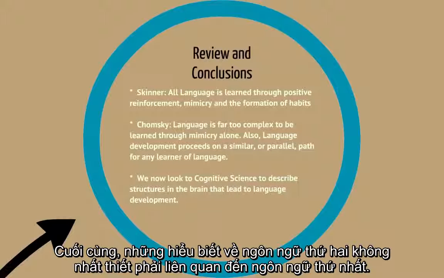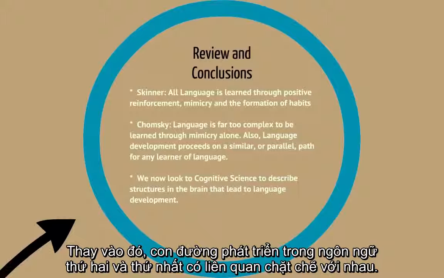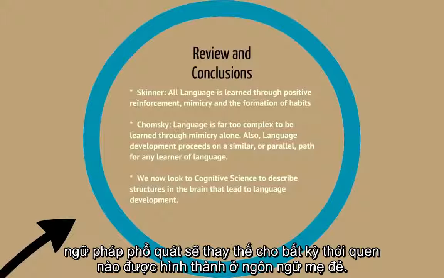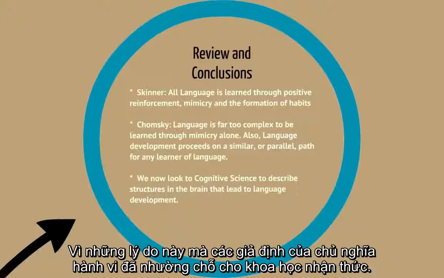Lastly, the errors made by second language learners are not necessarily related to what they know in their first language. Instead, the path of development in their second language more closely relates to the path of development in their first language. Again, this suggests that when learning a second language, the underlying universal grammar supersedes any habits formed in the mother language. It is for these reasons that the assumptions of behaviorism have given way to the innatist perspective. Currently, the cognitive or developmental perspective of language development is preferred.